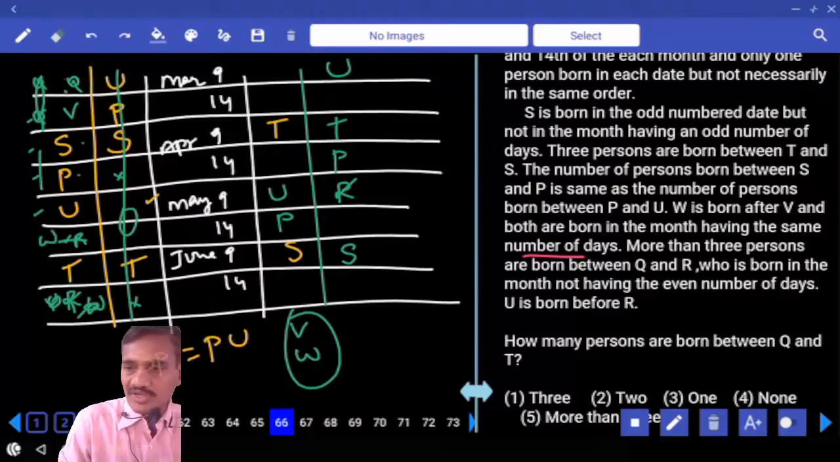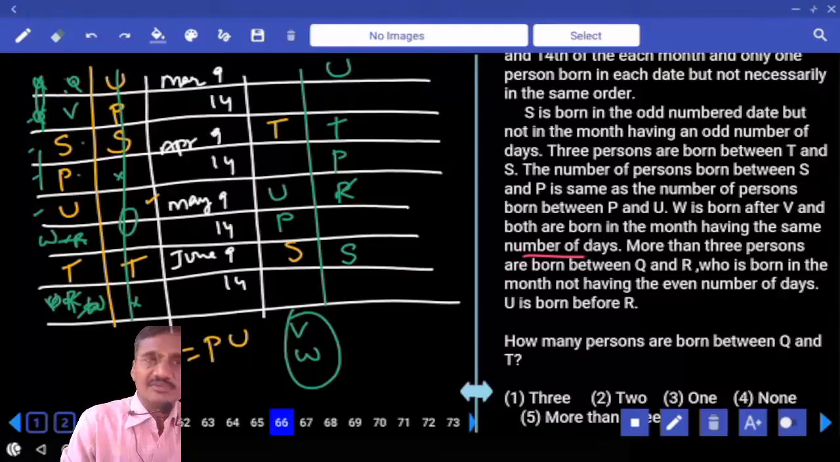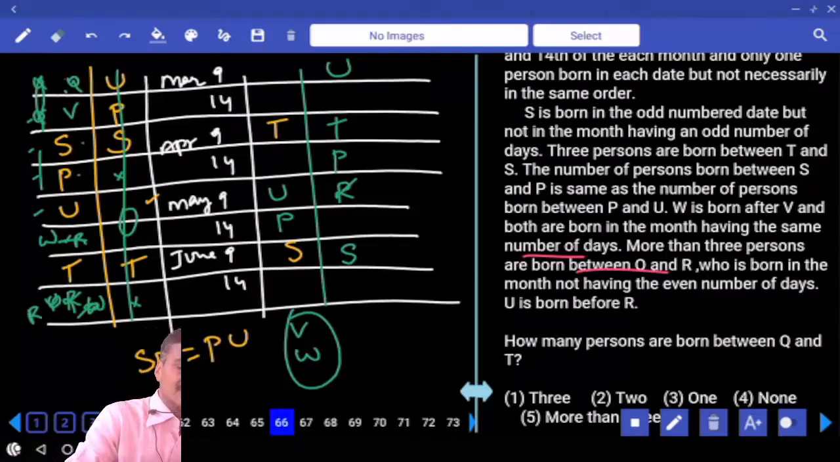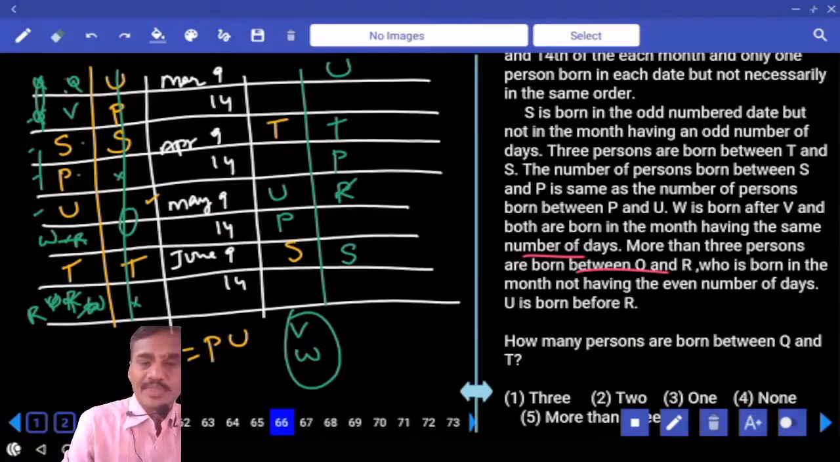Now if you have W at this place, W is born after V, and both are born, one in the month of March and the other in May. Both were born in months having 31 days. And more than 3 persons between Q and R. Valid or invalid? Now Q is here, R must be at the last, so it is valid.